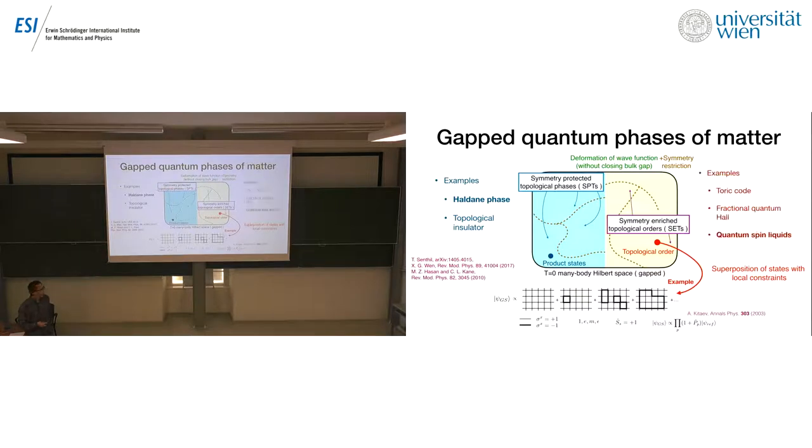And other examples in the topological order category include the toric code model, fractional quantum Hall, and quantum spin liquids. Here I want to emphasize that this kind of state is special in the sense that you have a superposition of states that satisfy certain types of local constraints. Because of those local constraints, such a state is not able to unwind itself into a product state. That makes it very different from other quantum many-body systems.